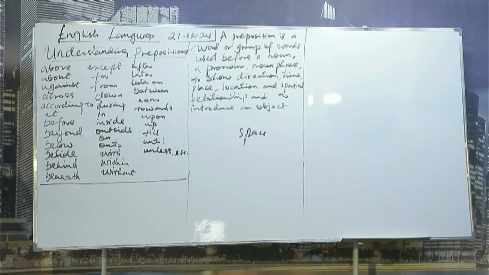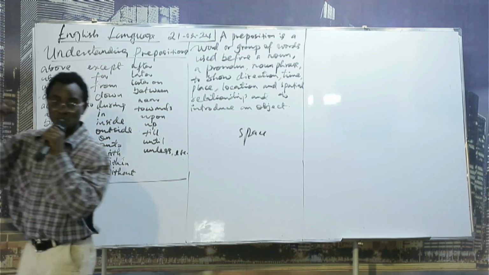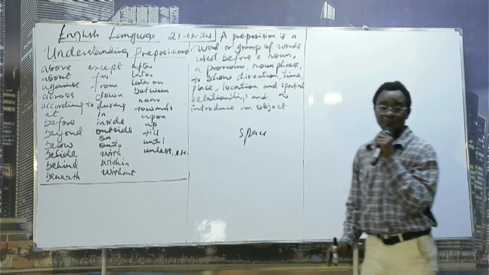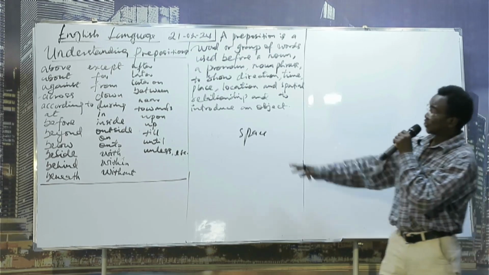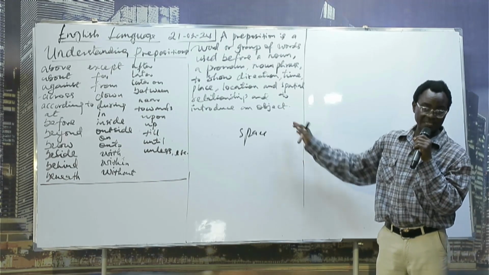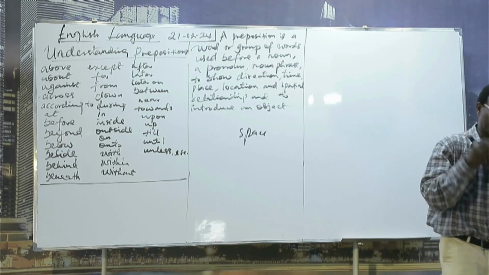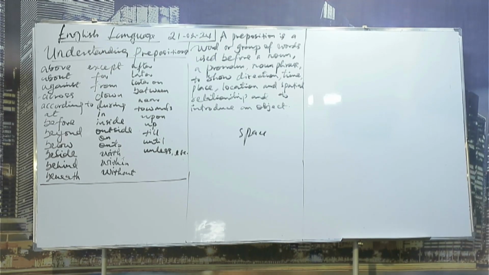So if I put this here, I'm trying to show the space relationship between this box or chest and the marker. So I'll use the preposition on. Good. And if I put it this way, it will be below or under. These are examples of a special relationship. Then a preposition is also used to introduce objects in sentences. There are so many other functions that prepositions perform that we cannot incorporate in the definition.